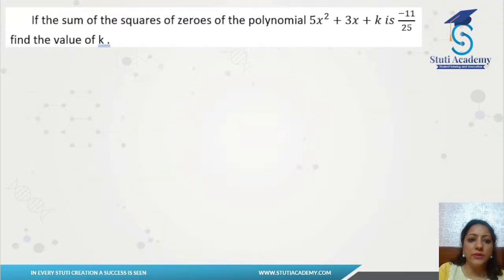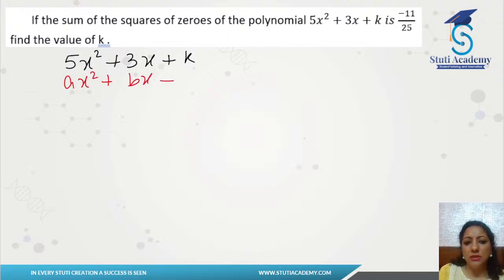So let's discuss one more question. If the sum of the squares of the zeros of the polynomial, please notice, sum of the squares of zeros of the polynomial is given to us. So the polynomial given to us is 5x square plus 3x plus k. The first step is, let's quickly take ax square plus bx plus c. So what we have done, we are comparing this with the standard form. So from here we get a is 5, b is 3 and c is k.